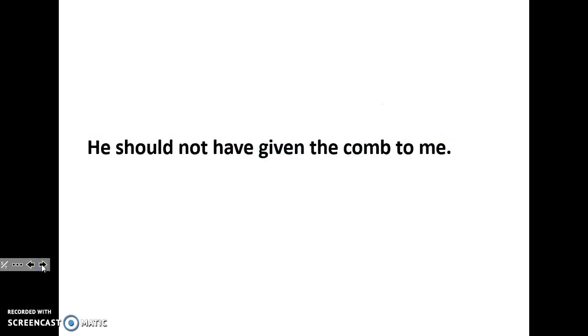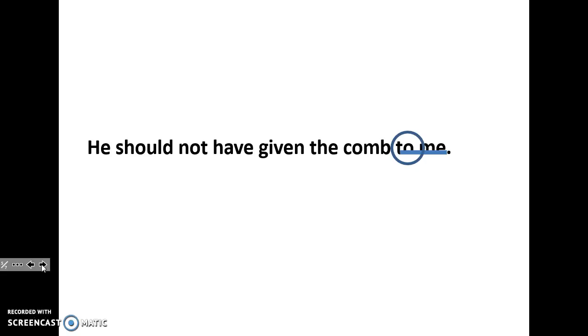He should not have given the comb to me. In this sentence, we've only got 1 prepositional phrase. It's way down near the end. Can you find it? To. To is our preposition, and me is the object. Cross out to me. That's the whole prepositional phrase.